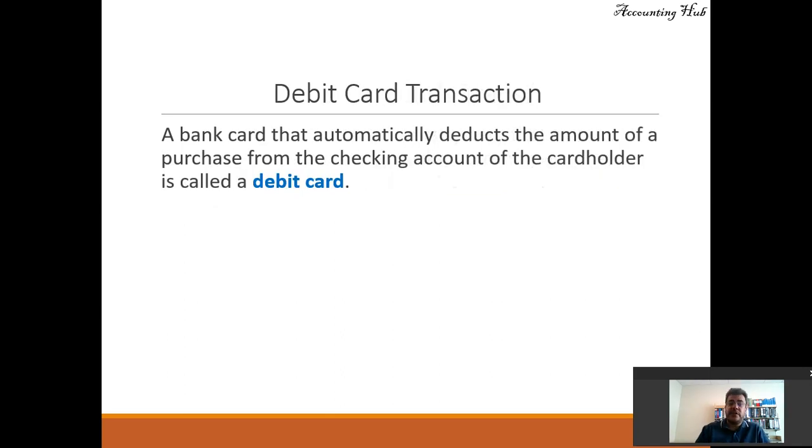Debit card transaction: a bank card that automatically deducts the amount of a purchase from the checking account of the card holder is called a debit card. So you can pay with your debit card. It looks like a check, but with no writing of checks. You pay with your card, usually give your PIN number, and then it goes off your bank account.